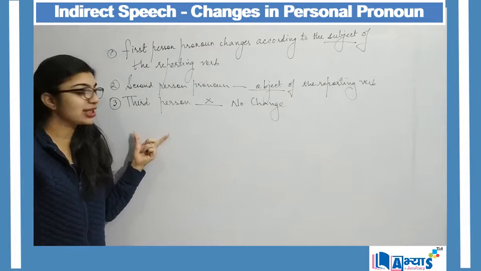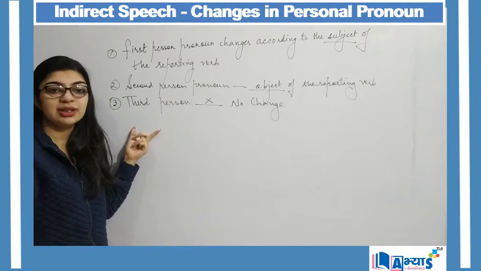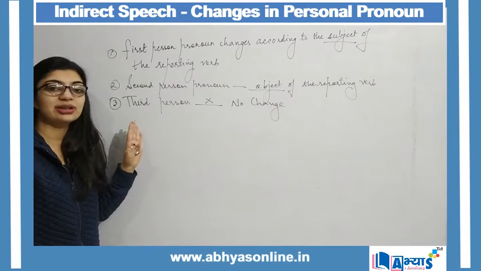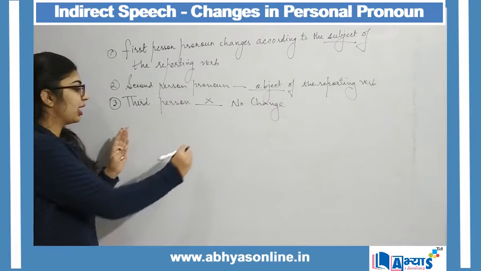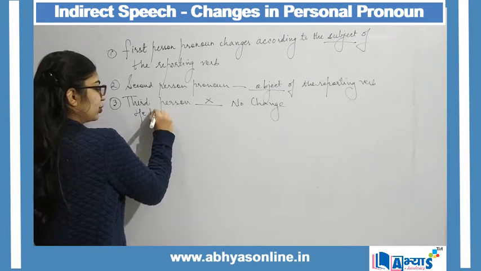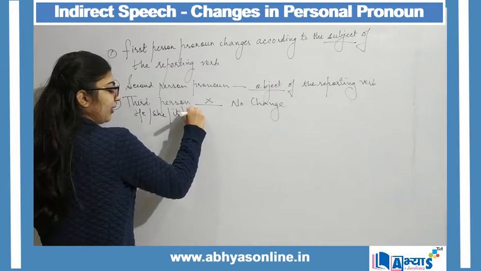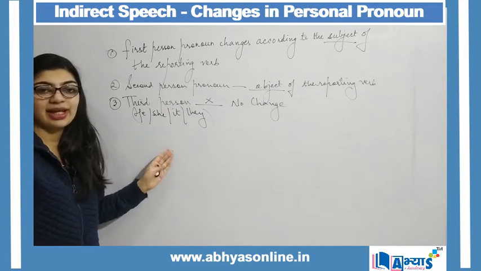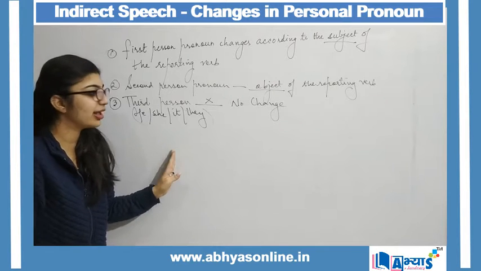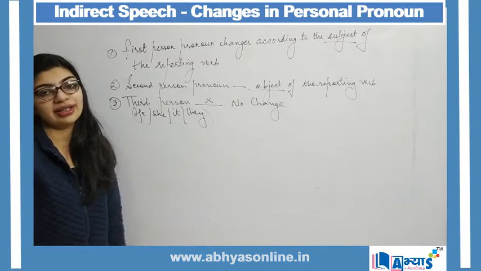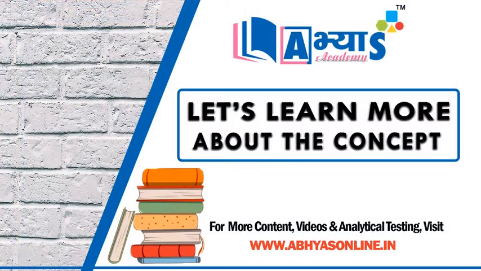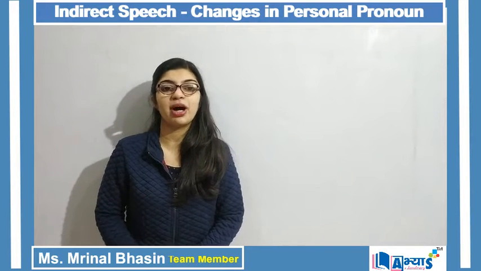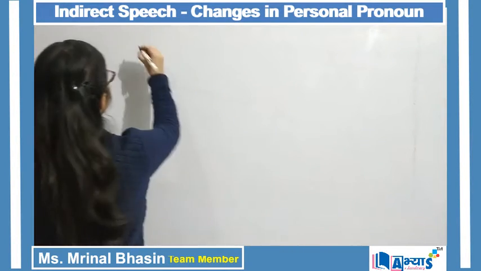Whenever the direct speech or an indirect speech is in third person and we want to convert that speech to the other form, then that third person will remain the same. Third person is he, she, it, they. These are my third person cases, and they will always remain the same either in direct speech or in indirect speech. Now, next we are going to discuss types of pronouns.